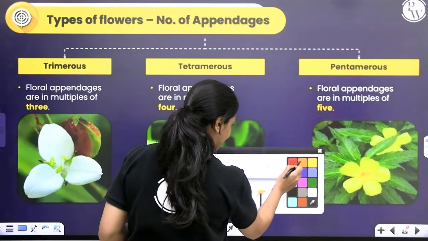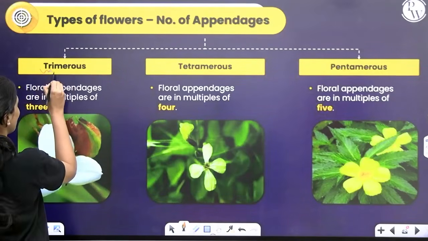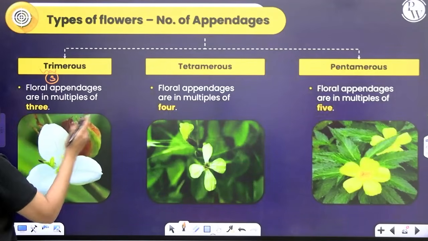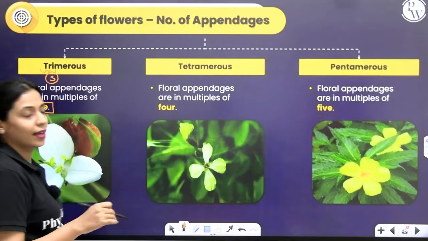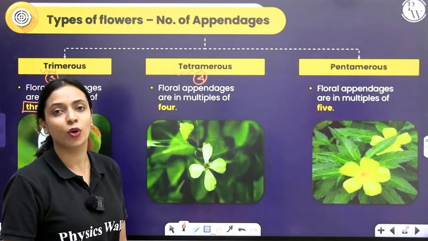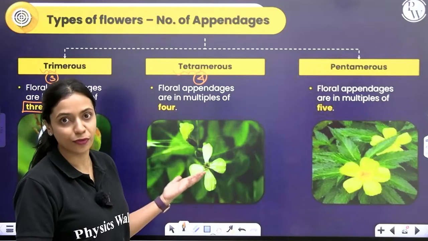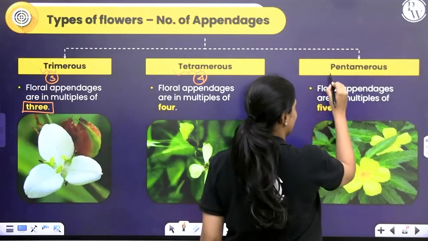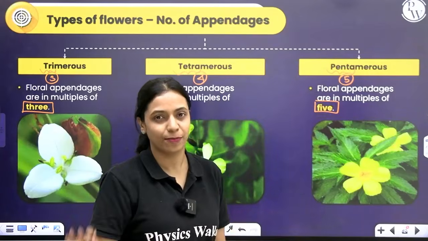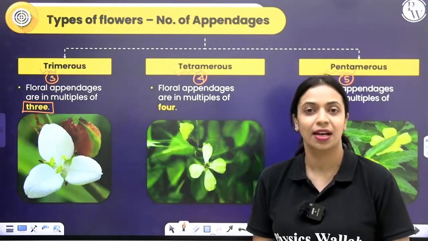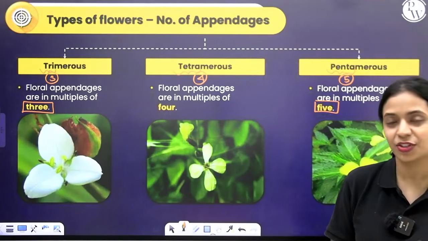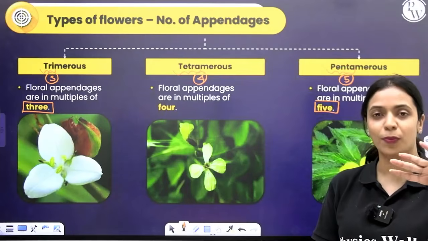Tri means 3, right? So in trimerous flowers, the floral appendages like sepals and petals are present in multiples of 3. In tetramerous, tetra means 4. In tetramerous flowers, floral appendages are present in multiples of 4. In pentamerous, floral appendages are present in multiples of 5, like 5 petals or 10 petals, 5 sepals, 10 stamens. If it's present in multiples of 5, we call it pentamerous. Trimerous multiples of 3, tetramerous 4, pentamerous 5.